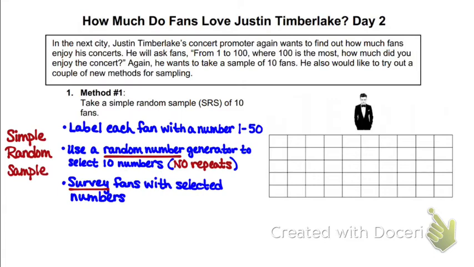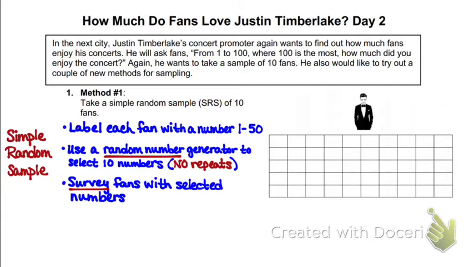Once you have your simple random sample collected, we are going to collect a cluster sample. If you look down at method number 2, it says to make it easier to distribute the surveys, the promoter decides to pick one row and sample every fan in that row. He needs to randomly pick out that row.